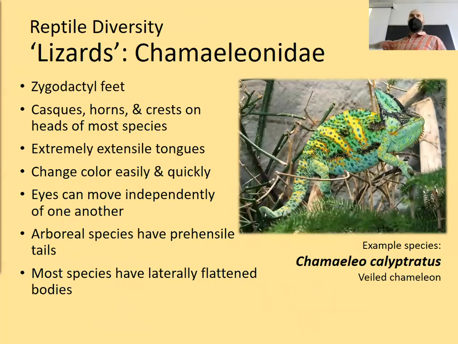reminder, I covered chameleons on Wednesday, so I'm not going to go over this slide in detail, but I do want to point out that there are many of these really cool, unique, derived morphological characteristics in this clade that included these casques and crests and horns, very extensile tongues for prey capture. They can change their colors. They can move their eyes independently. They also have these laterally flattened bodies, et cetera, et cetera.